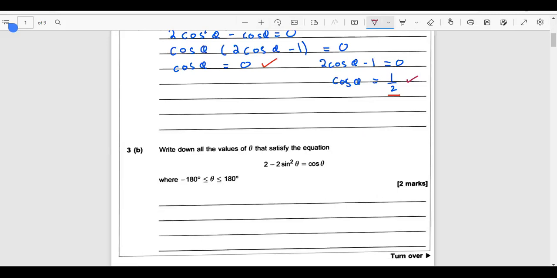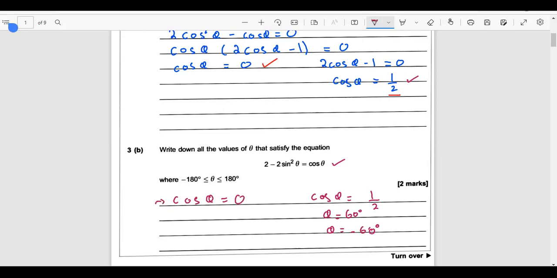Okay, now let's talk about this part. It says write down all the values of theta that satisfy the equation. This is the same equation. These are the two equations. I'll write them down again: cos theta is 0 and cos theta was 1 by 2. So we already got theta equals 60 degrees and theta equals minus 60 degrees. This is clear. But what about this one?